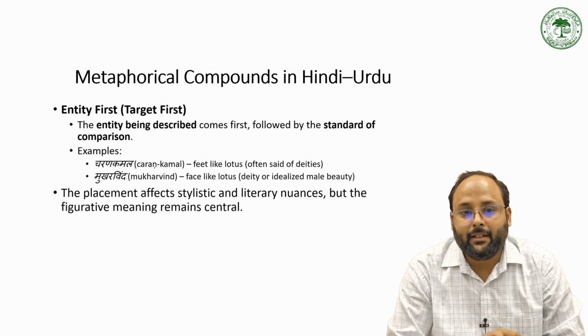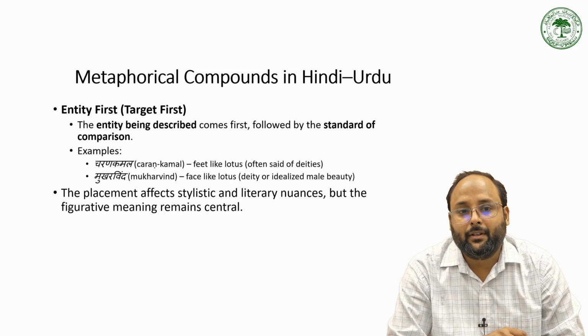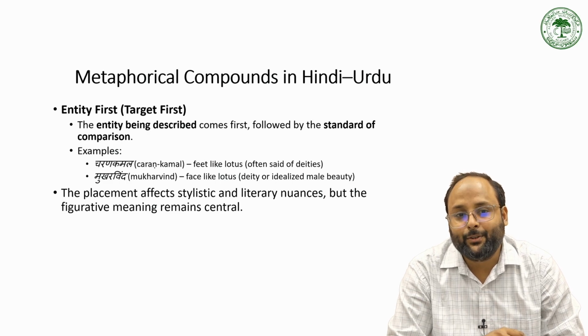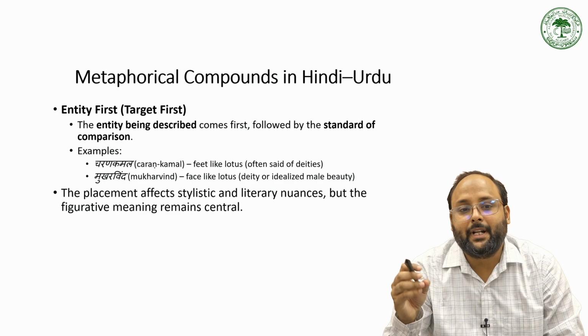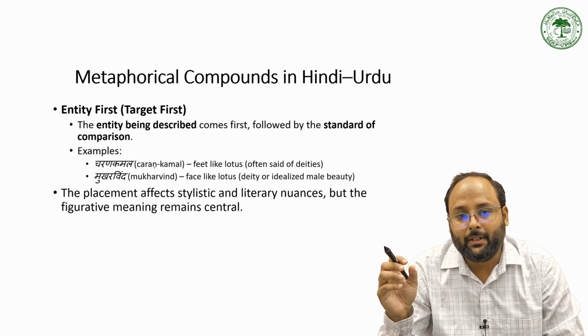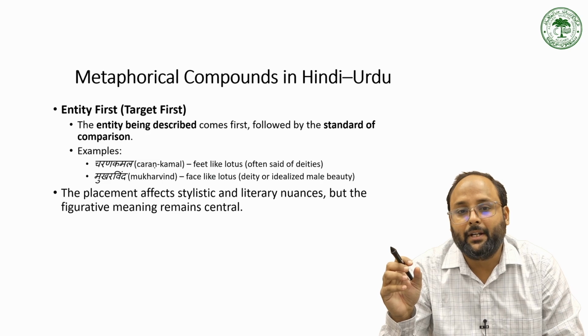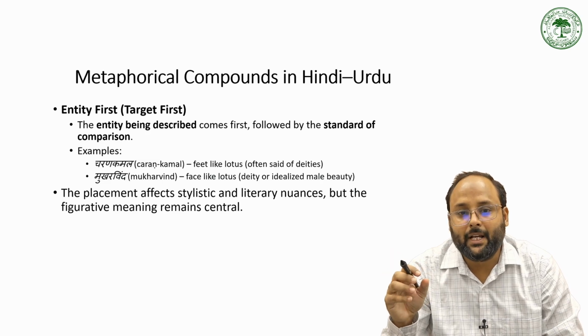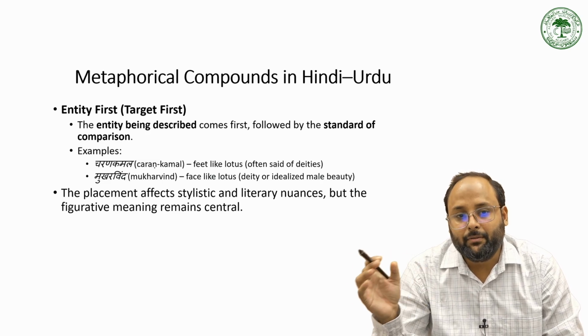And there are other types of structure which show the target first. So the entity you are describing comes first, like Charan Kamal. The Charan is the main target of the compound, and we describe the Charan by the feature of Kamal.